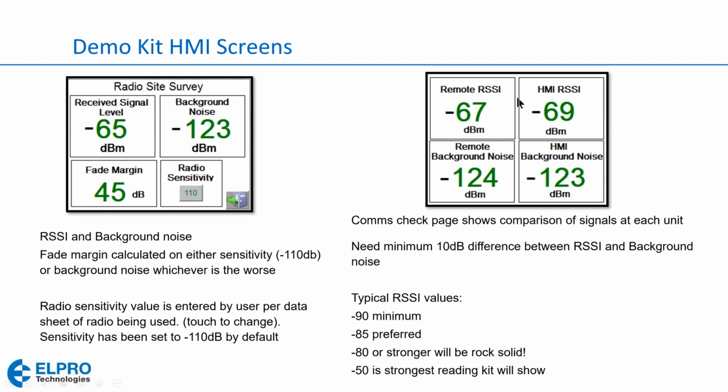The accuracy spec is plus or minus 3 dB, so there could be a maximum of 6 dB difference between these two numbers, but generally the RSSI will be the same whether you measure it from the master radio or the remote radio.